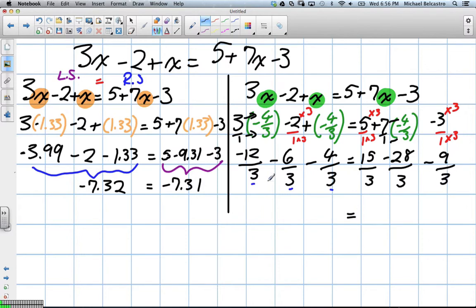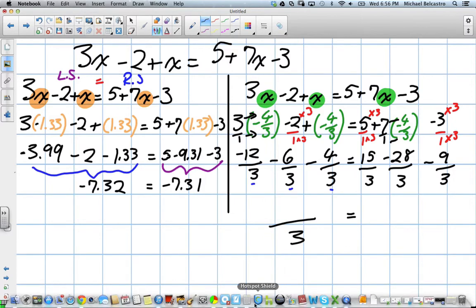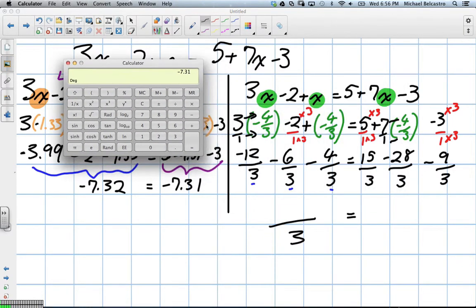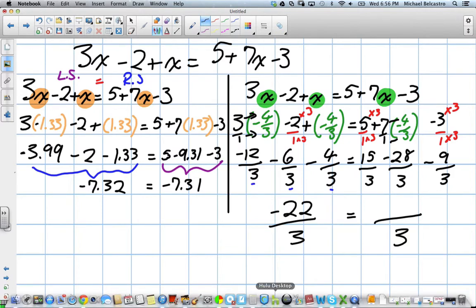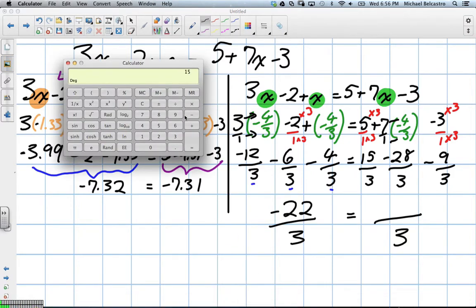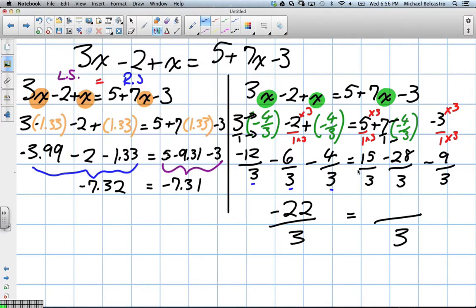Good. Because our common denominator is 3, everything's going to be over 3, and we just got to deal with the top numbers. So negative 12 minus 6 minus 4, negative 22 over 3. Okay, that's my left side. On my right side, it's going to be over 3, and we take those values. 15 minus 28 minus 9, negative 22 over 3. On the fraction side, we're identical.